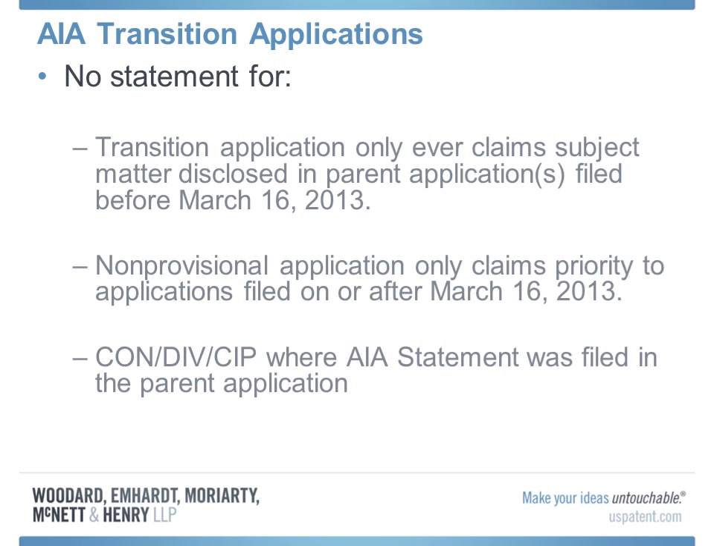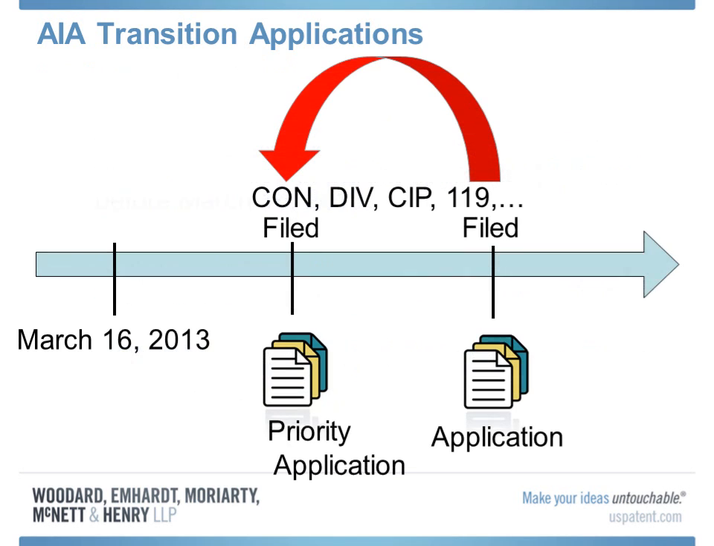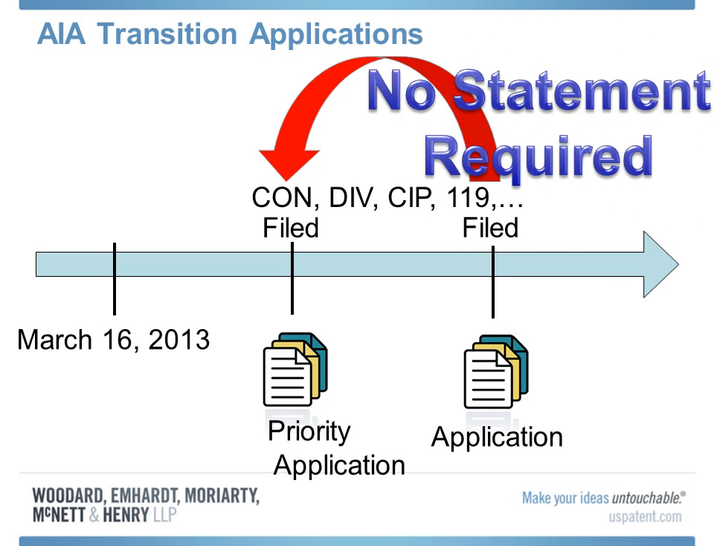AIA applies, all right? And then you don't need to do it if I already filed my statement in my parent case. So say I file a transition application right now. I file my statement. Any con, divs, or CIPs off that application, I'll need to file a statement again. You might want to, just to refresh the attorney so they know it's an AIA application. So here's an example. Priority applications filed after March 16th, I don't need a statement.